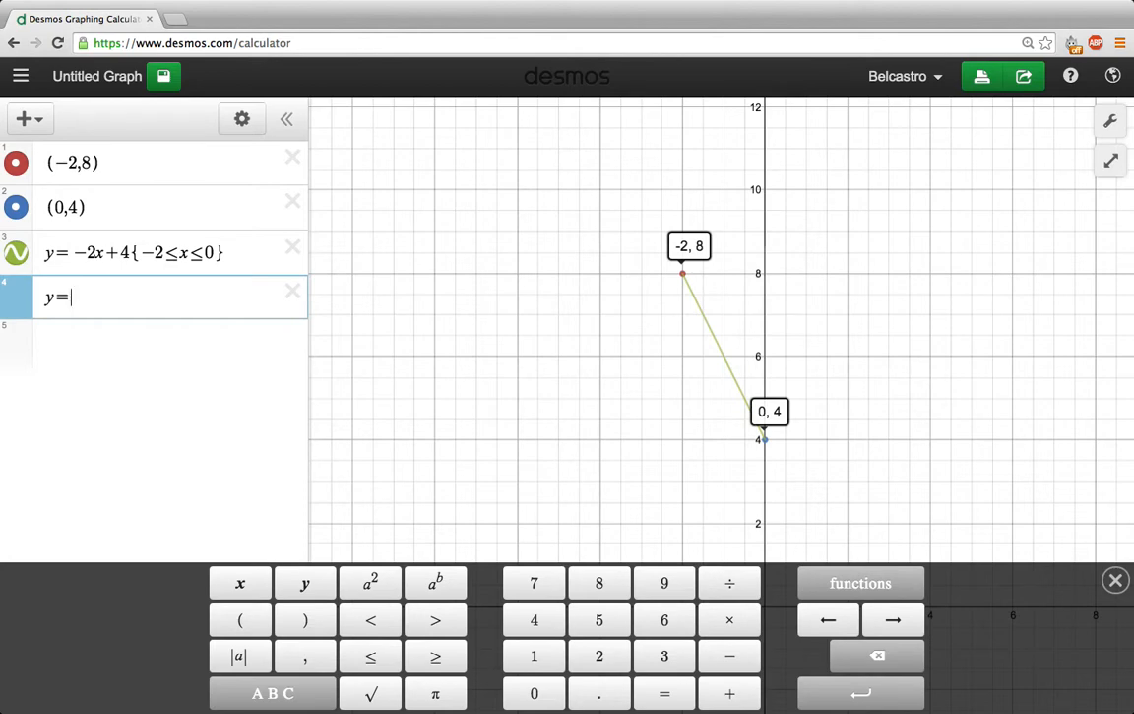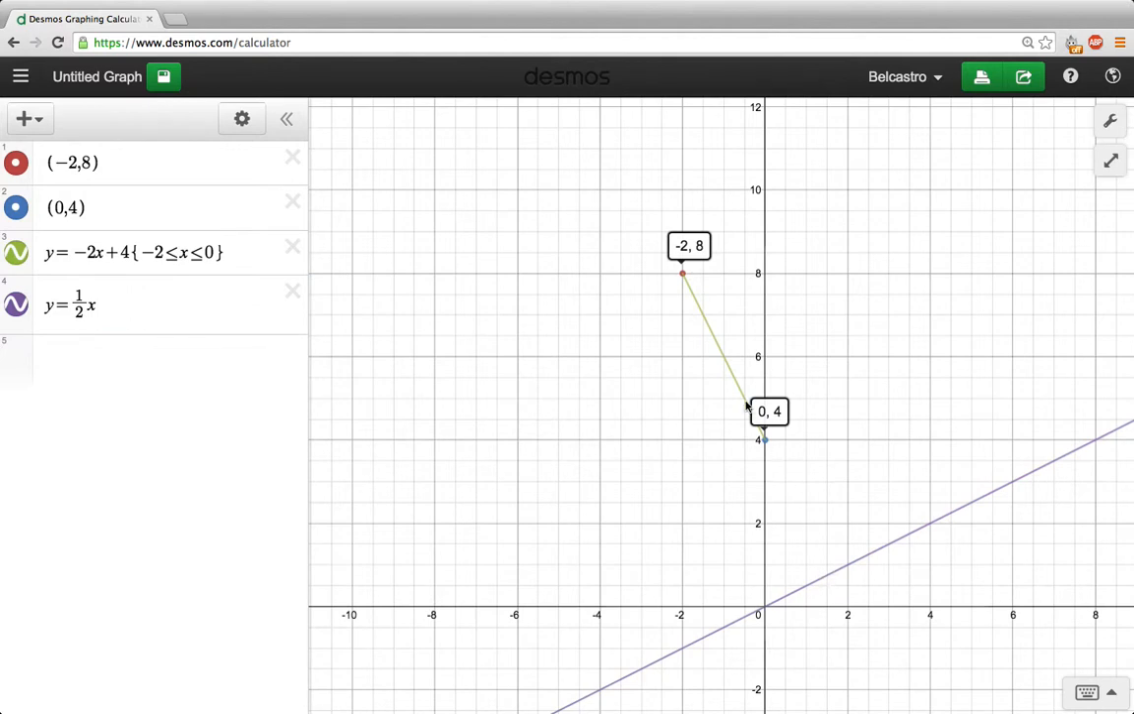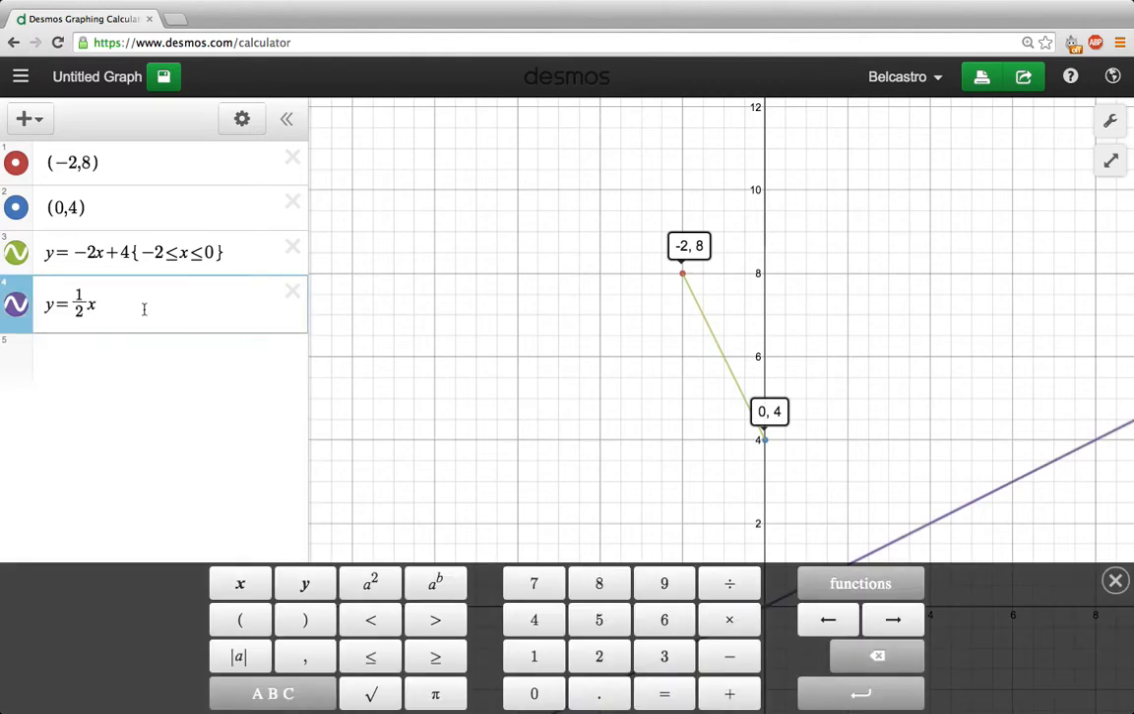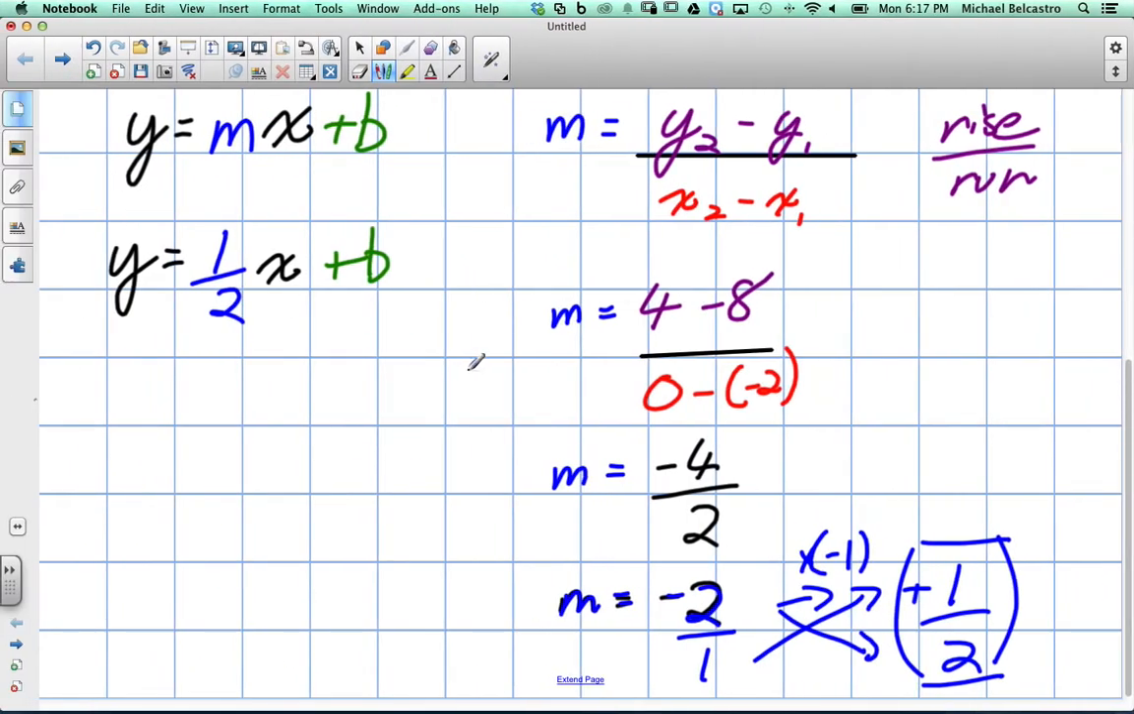Y equals 1 over 2 x. If you look at that, if I bring that line up, I just don't know where the y-intercept is yet, but that looks pretty perpendicular. We just don't know what our b value is, our y-intercept. So we're going to go back and solve for our y-intercept. I need to find b.